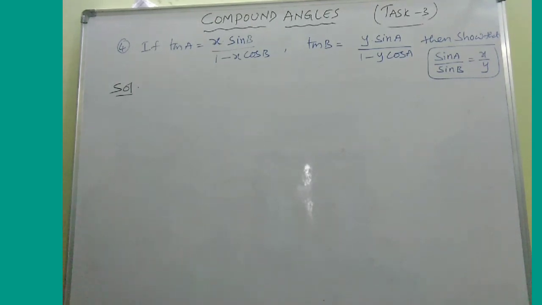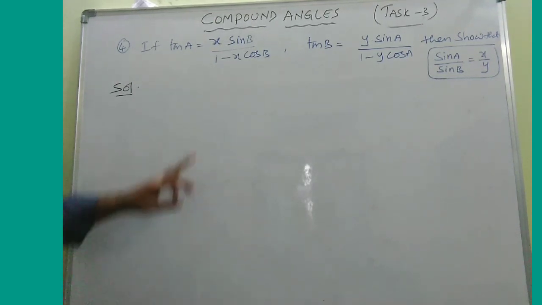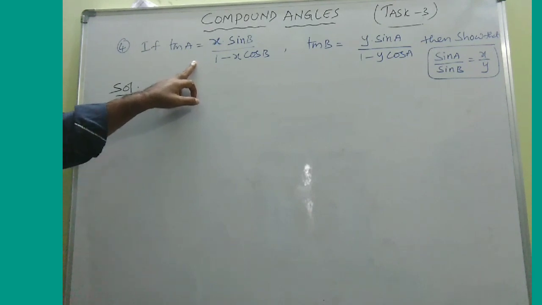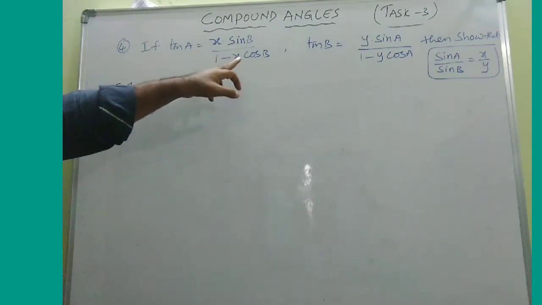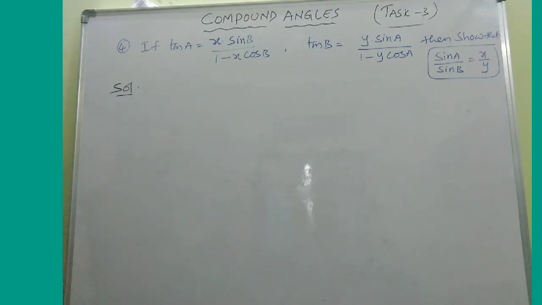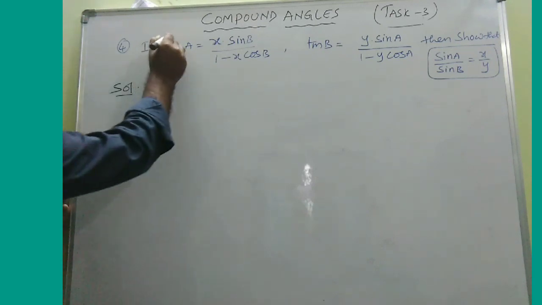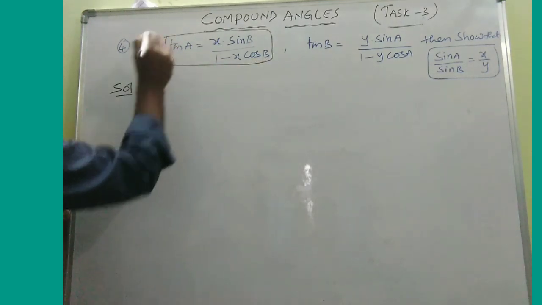Coming to problem number 4. If tan A is equal to x into sin B by 1 minus x into cos B, and tan B is equal to y into sin A by 1 minus y cos A, then show that sin A by sin B is equal to x by y. So this is the condition given to us.